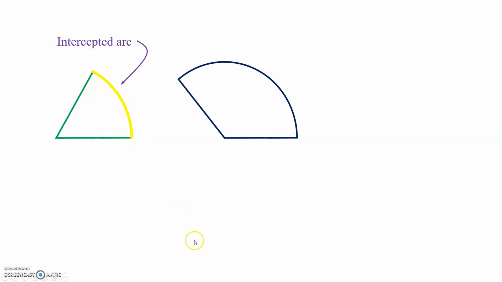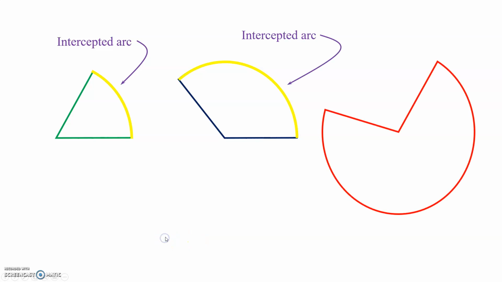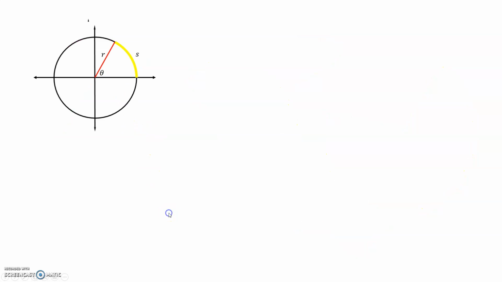All right, let's look visually at what we're looking to find. There's our angle, and right here is what's considered the intercepted arc. And this is the portion we're trying to find, how long this arc is. Different angle, there's the intercepted arc. And a much larger angle here, again, the intercepted arc. So again, we're going to discover how to determine the length of this yellow arc.